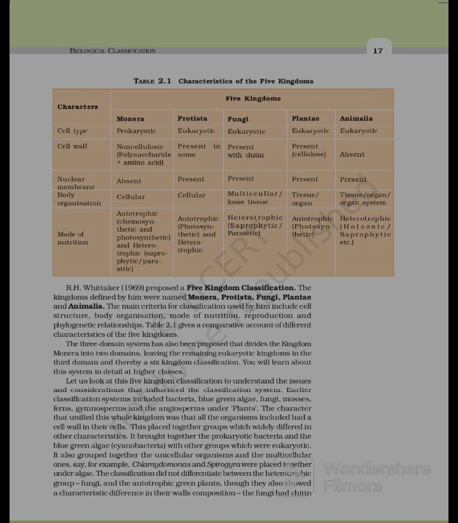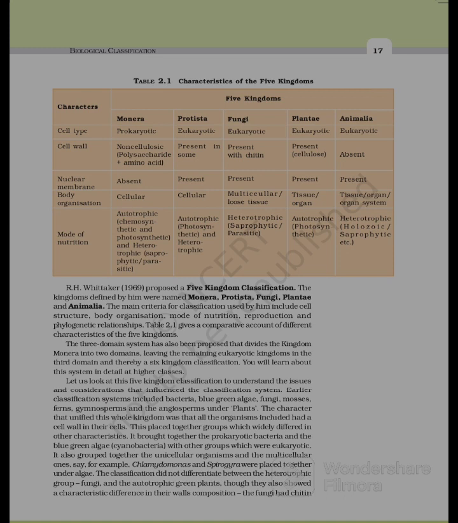For kingdom Protista, cell type is eukaryotic, cell wall present in some, nuclear membrane is present, body organization is cellular, and mode of nutrition includes autotrophic, which only includes photosynthetic, and heterotrophic. For kingdom Fungi, cell type is eukaryotic, cell wall present with chitin, nuclear membrane is present, body organization multicellular or loose tissue, and mode of nutrition heterotrophic that is both saprophytic and parasitic.